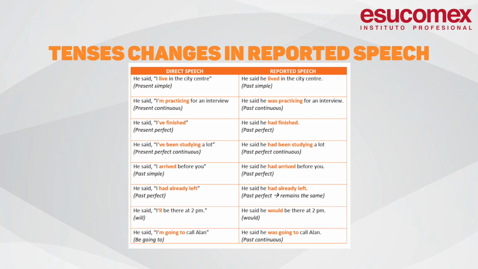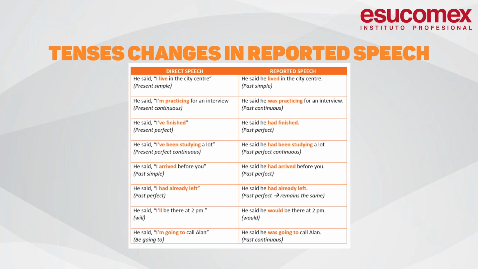In direct speech, the sentence, "He said, 'I live in the city center,'" is in present simple. When we report this sentence, it becomes a past simple sentence. He said he lived in the city center. The verb live changes to lived.